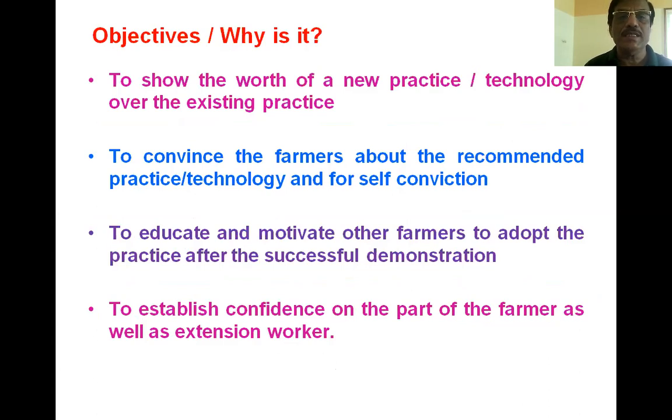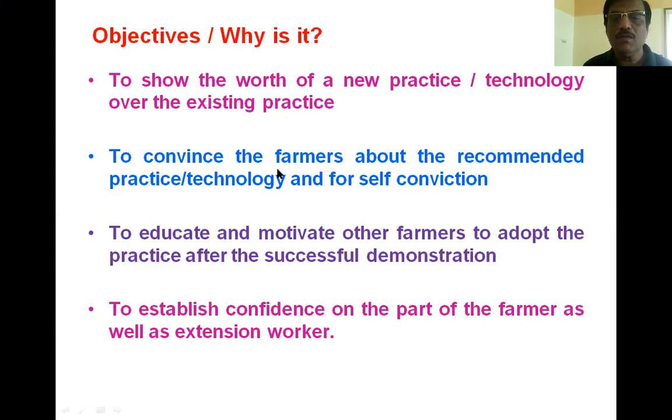Objectives of result demonstration: to show the worth of a new practice, or to prove the worth of a new practice over the existing one. It is one of the best methods to show the worth of a new practice to the farmers. So the first and foremost objective of result demonstration is to show the worth of a new practice, or to prove the worth of a new practice over the existing one. Here comparison is made between improved variety and existing variety.